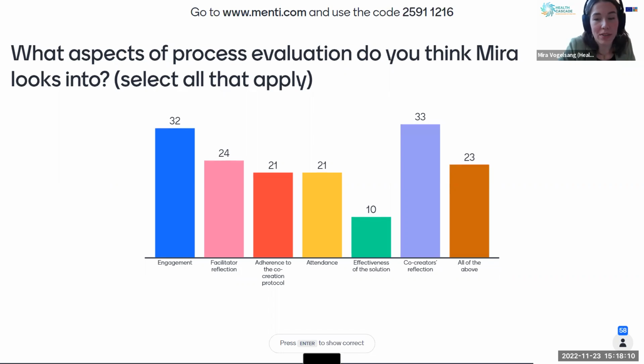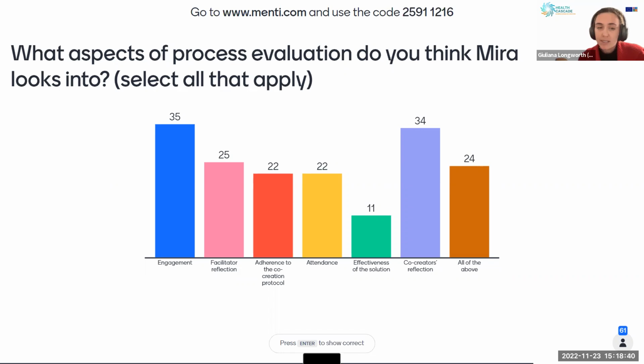Yeah, definitely. So for this project, I chose to evaluate the process by logging throughout their attendance and engagement with the co-creation process, and also reflecting on the process with the co-creators and the co-facilitators throughout. So what we noticed is also that Mira is not evaluating the effectiveness of the solution in the process evaluation, because this would concern the impact evaluation.